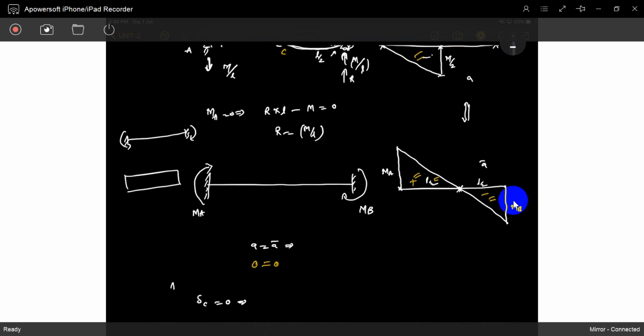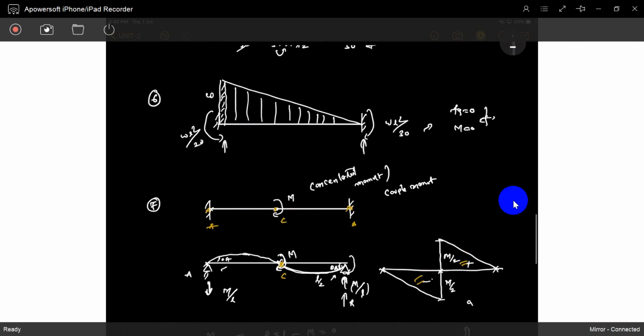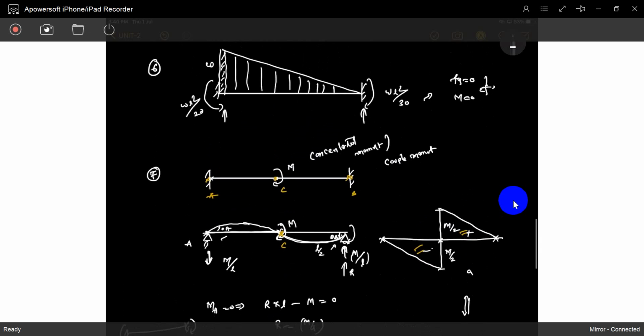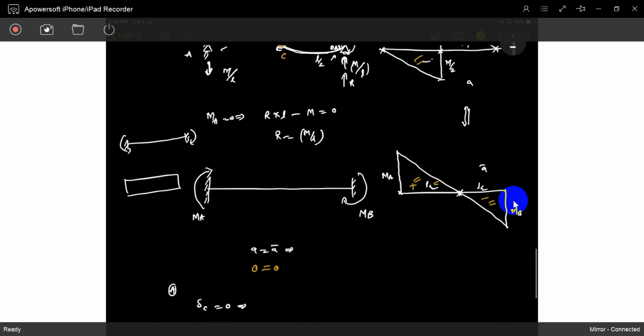And I will choose another point, A. If you draw a tangent from A, it comes exactly to point C, so there is no problem. How can you find the deflection? The deflection at C is the moment of the curvature diagram with respect to the point C.